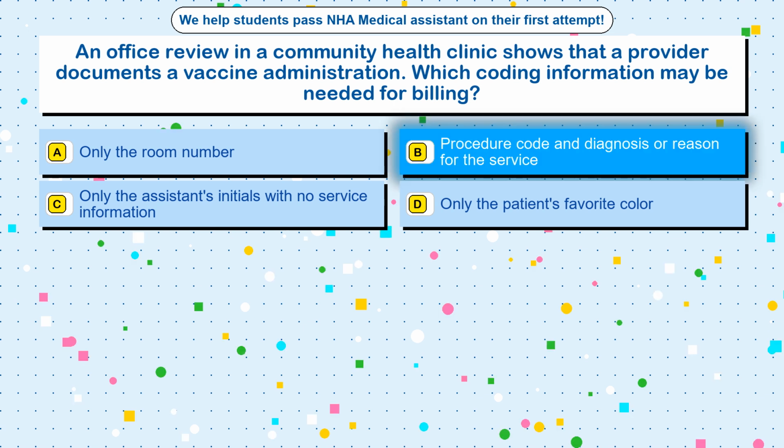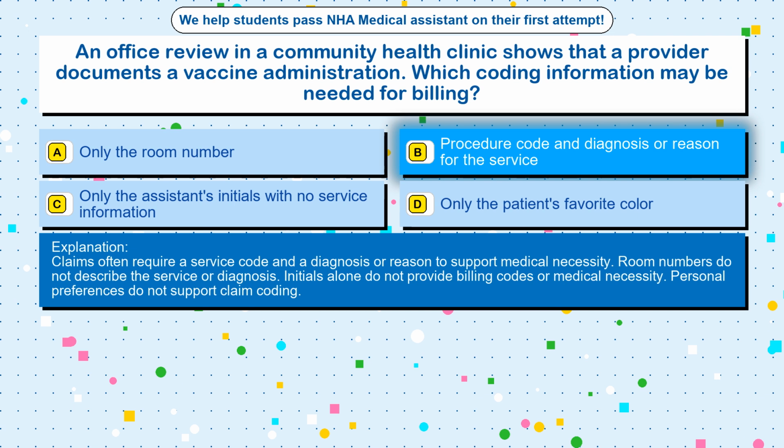The correct answer is option B. Procedure code and diagnosis or reason for the service. Claims often require a service code and a diagnosis or reason to support medical necessity. Room numbers do not describe the service or diagnosis. Initials alone do not provide billing codes or medical necessity. Personal preferences do not support claim coding.